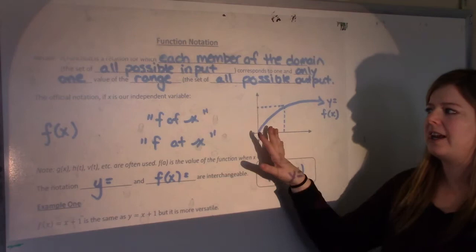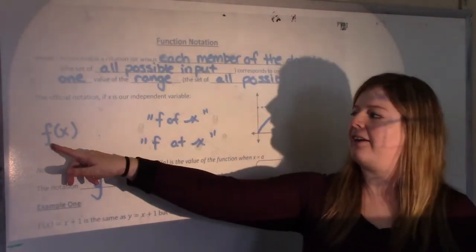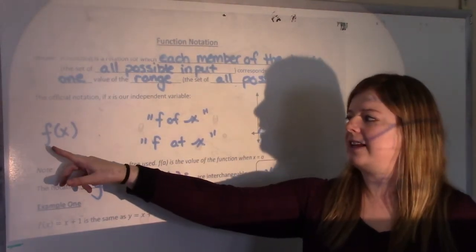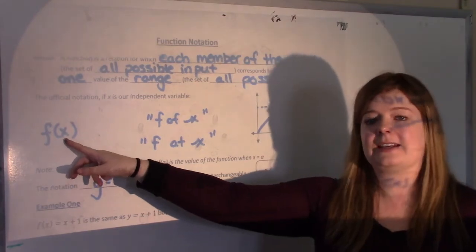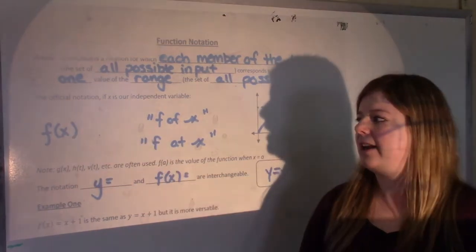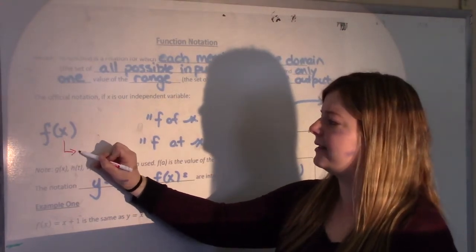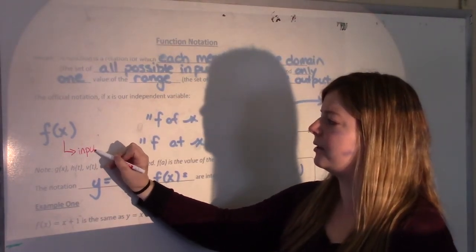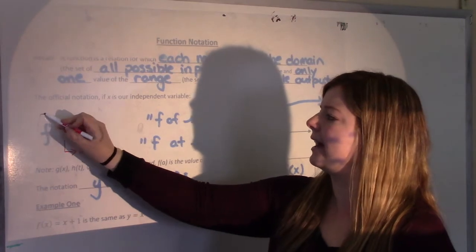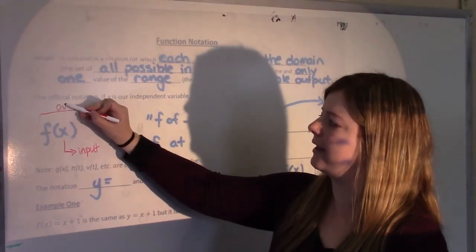So the official notation is this, f at x. So this can be seen as f at x or f of x. And this is what is going to replace y equals. So x is what you put into the function. This is the input. And f at x is what comes out of the function. That's the output.